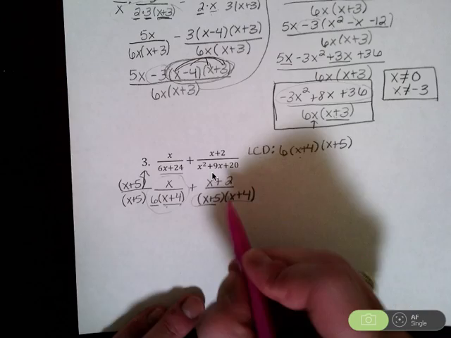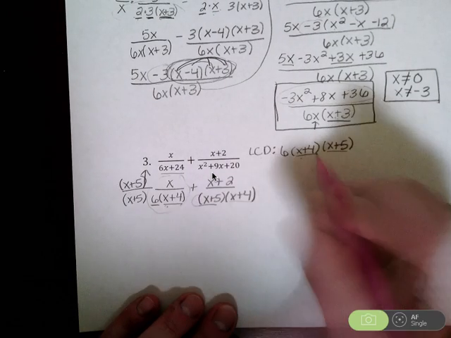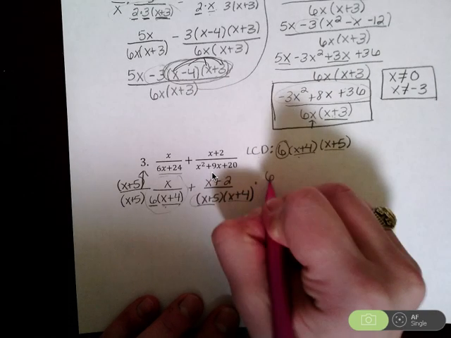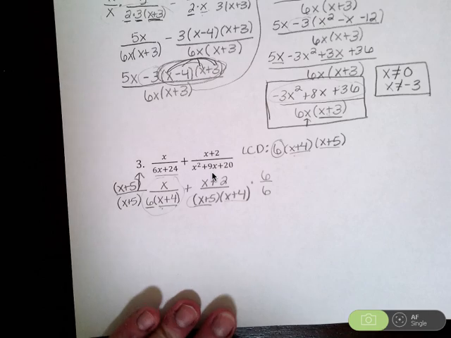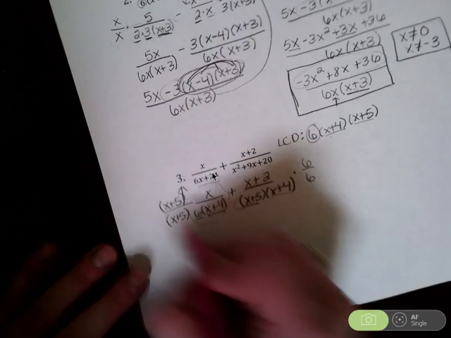Okay, second fraction. We've got an x plus 5. We've got the x plus 4. What we're missing is the 6. So we need to multiply the numerator and the denominator by a 6. In my opinion, hardest part is already done. Now what we need to do is multiply through.